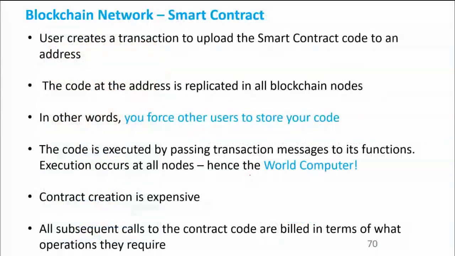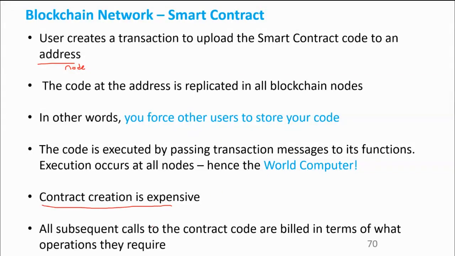In a blockchain network, a user creates a transaction to upload a smart contract to an address. So address here is what we call a node. The code at the address is replicated in all blockchain nodes, and in other words, you force other users to store your code in their local computer. The code is executed by passing transaction messages to its functions, and the execution occurs at all nodes. For this reason, Ethereum is also known as the world computer.